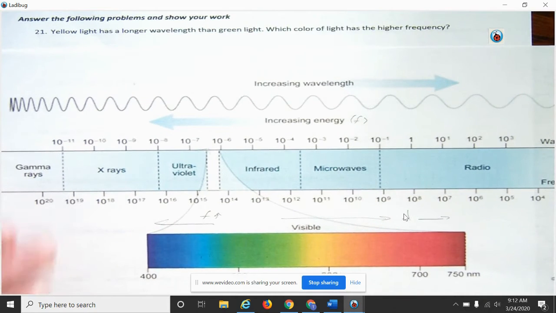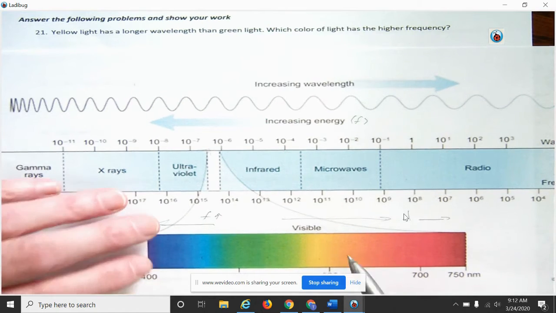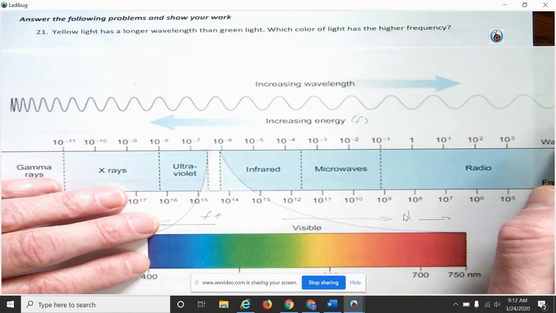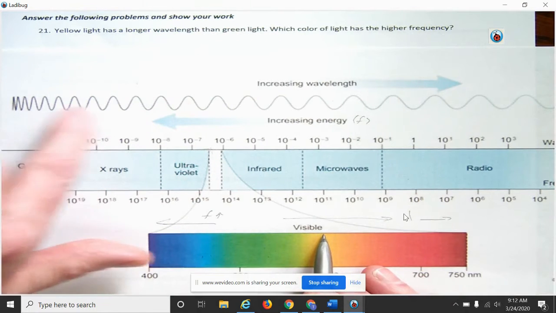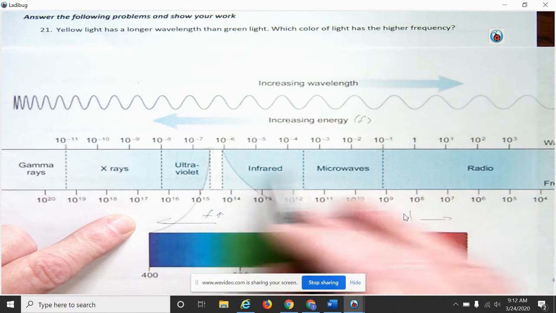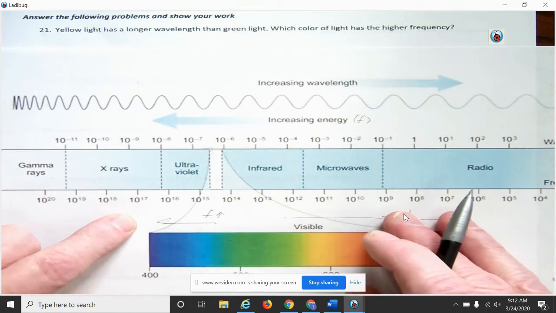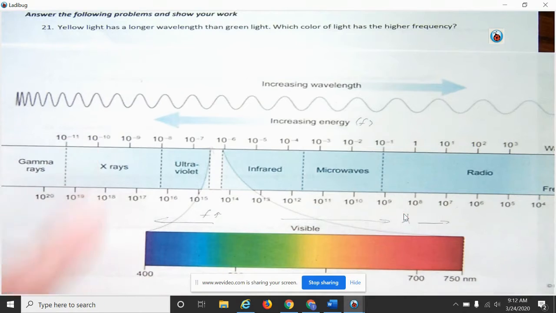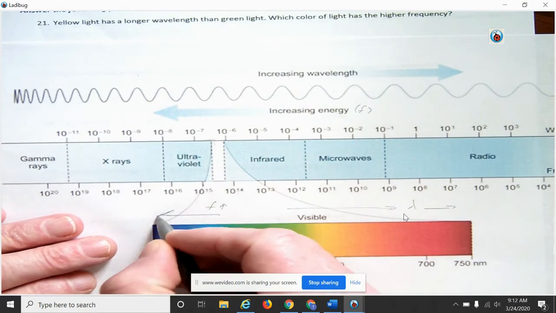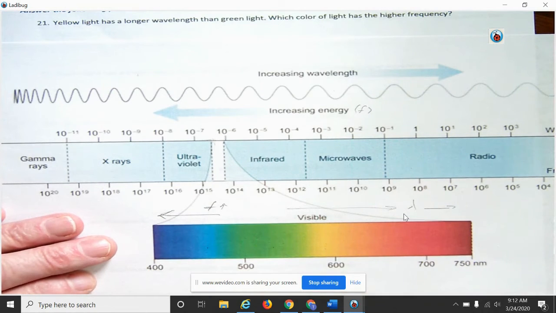It says yellow light has a longer wavelength than green light. Which color has a higher frequency? Okay, so here's my yellow light. Here's my green light. Okay, so remember, if I'm moving to the right, what happens to my wavelength? It gets bigger. If I move to the left, what happens to my wavelength? My wavelength gets smaller. If I move to the right, what happens to my frequency? It actually decreases along with my energy. As I move to the left, my energy is going to start to increase, along with my frequency. So you kind of see that listed here. Frequency goes up as I move to the left. Wavelength goes up as I move to the right.